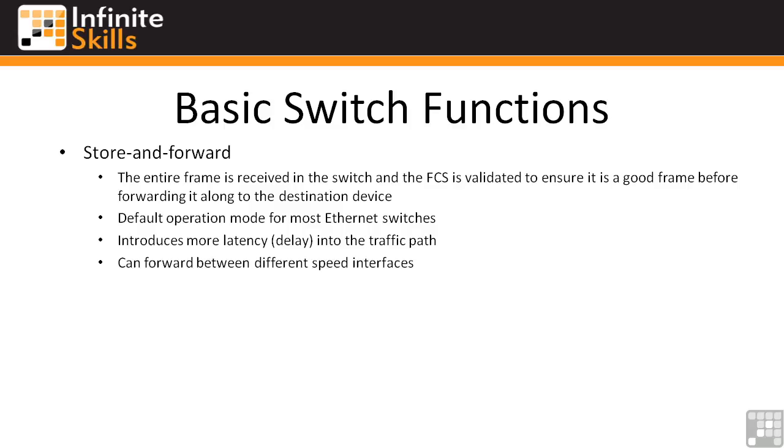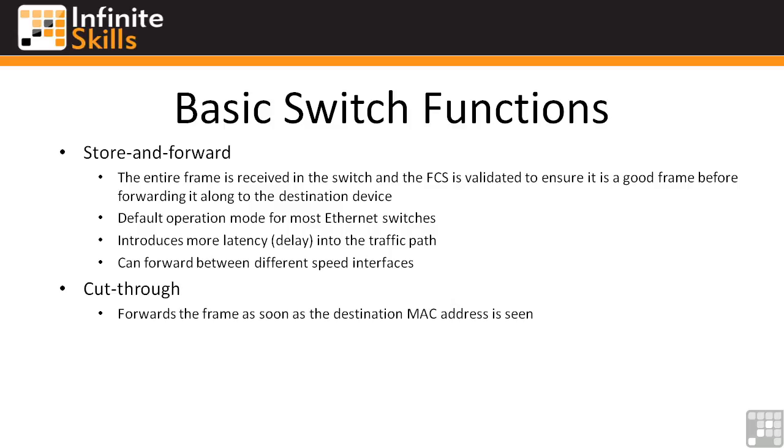Store and forward can also forward between different speed interfaces. Let's say your input interface is 100 megabit and the output interface is 1 gigabit, or the opposite way around. Because it's looking at every frame that comes through, it doesn't necessarily have to match the speed on both sides. The next switch mode we'll talk about is the cut-through forwarding.